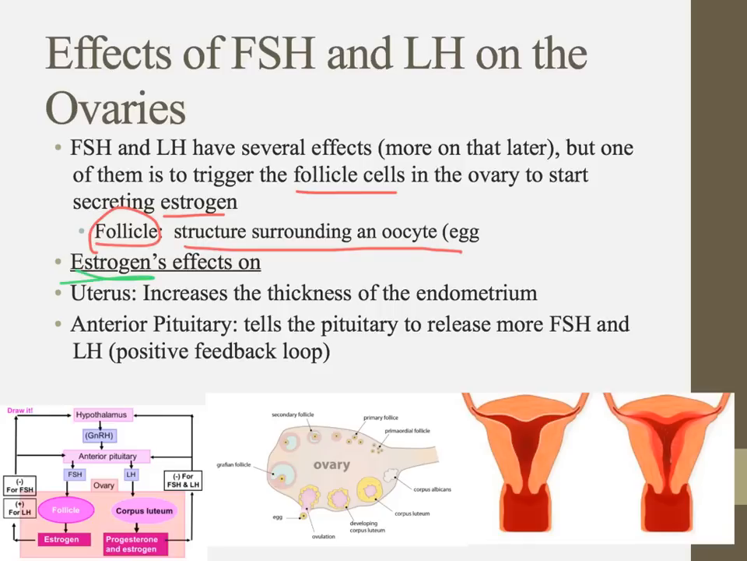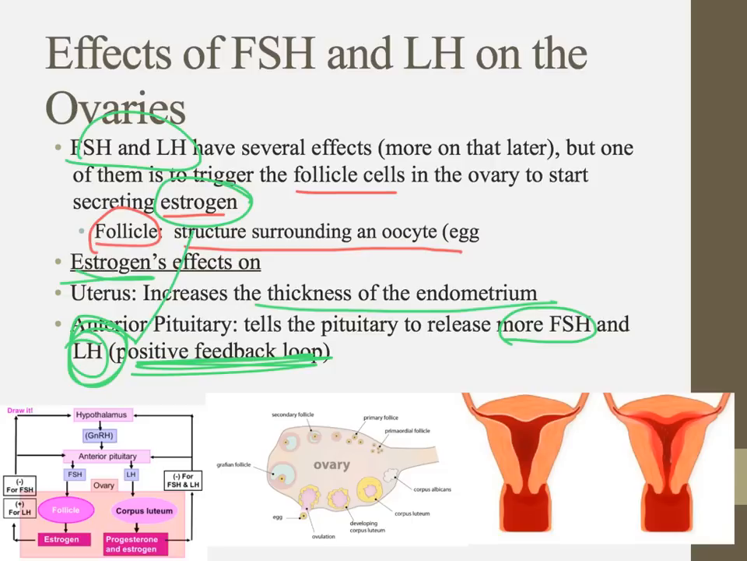And estrogen has a couple of effects on its own. One of which is to thicken the endometrium, to cause that lining to really thicken and become vascular, getting ready for pregnancy. The other thing that it does is tell the anterior pituitary to release more FSH and LH. So wait a minute. More FSH and LH cause the production of more estrogen, because it's coming from that follicle. More estrogen causes even more FSH and LH. So here's an example of a positive feedback loop.